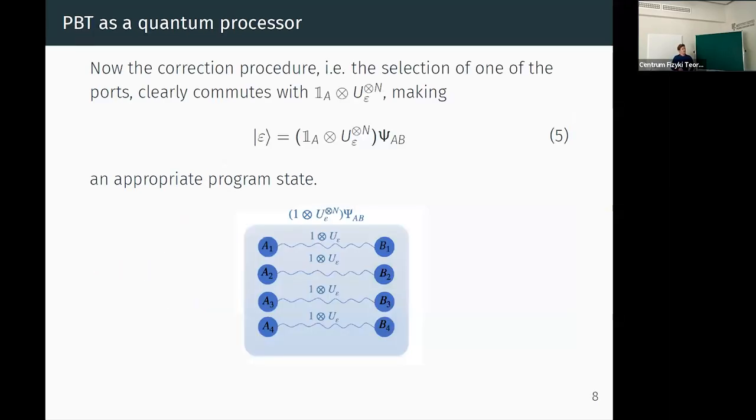appropriate port. So we can clearly say that picking a port commutes with applying some unitary. So this is a good candidate for this so-called universal programmable quantum processor. However, this no-programming theorem must hold because it's a general result. So it means that port-based teleportation cannot be exact.